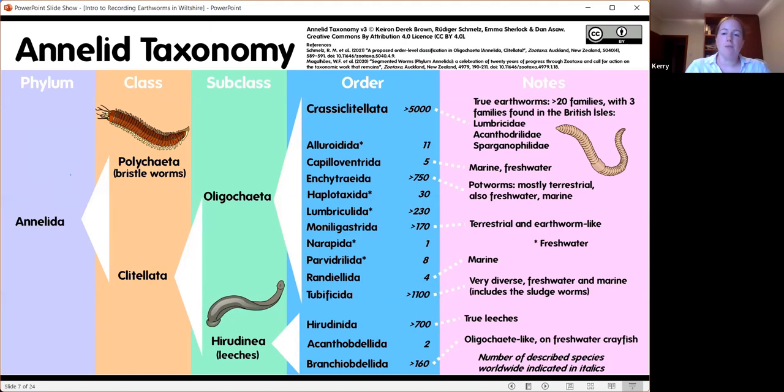And there's just over 20 families, 3 of which are found in the British Isles. There are a number of species in the British Isles, but almost all of them fall into one family, which is the Lumbricidae.